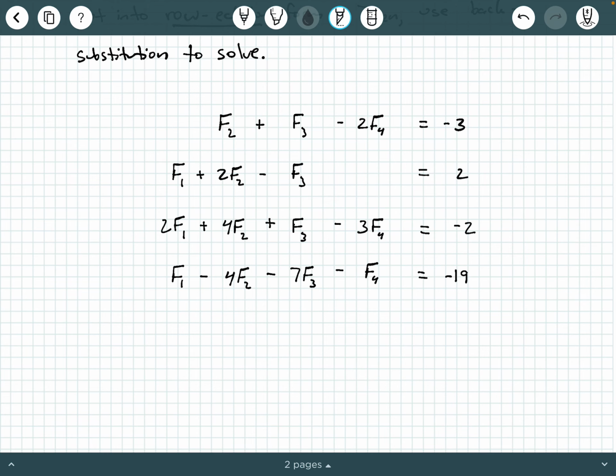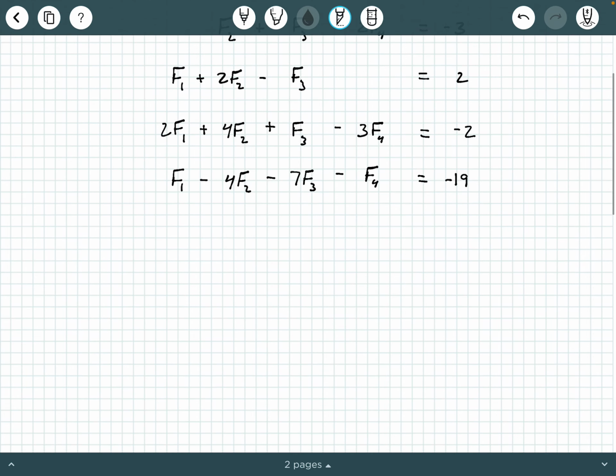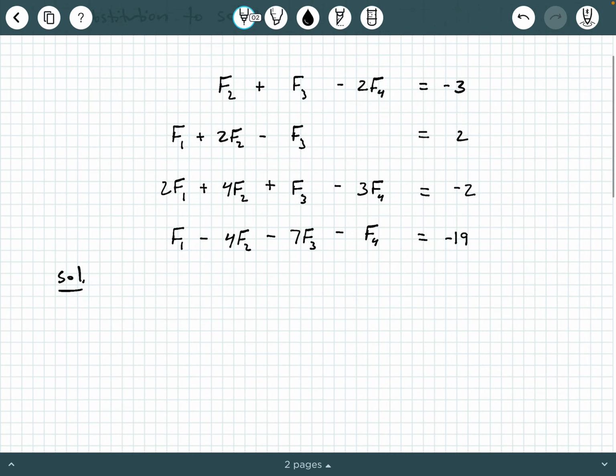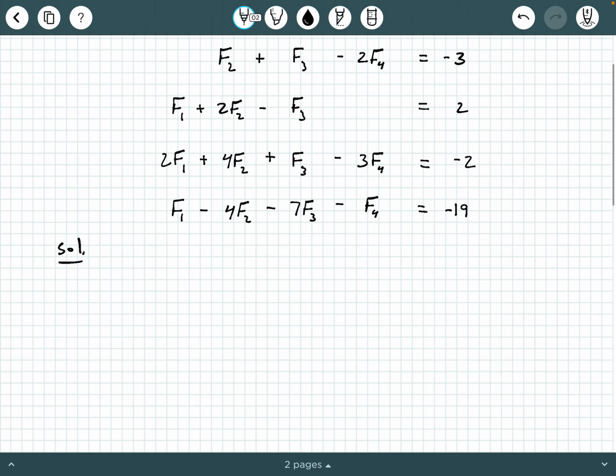So again, don't let this intimidate you. This is just the same kind of process we've been doing in the previous examples, just more variables this time. So the first thing we're going to do under the solution is write this as an augmented matrix, just like we've been doing before.